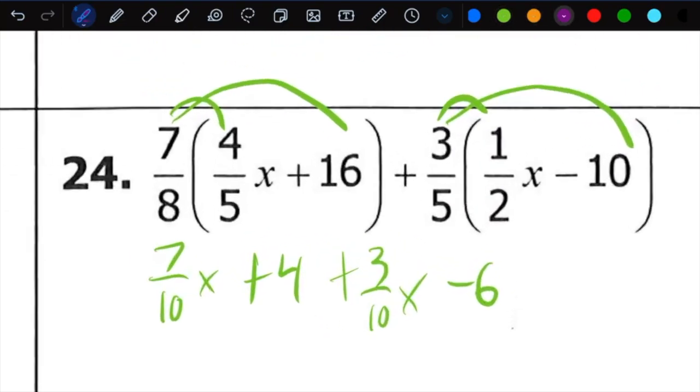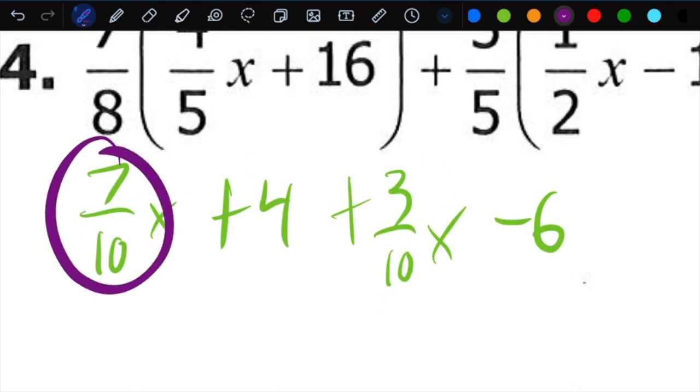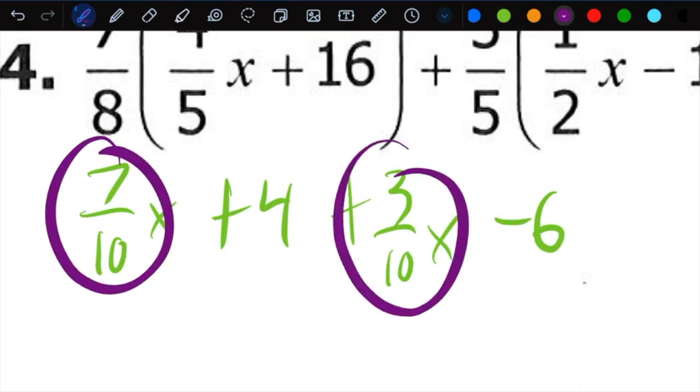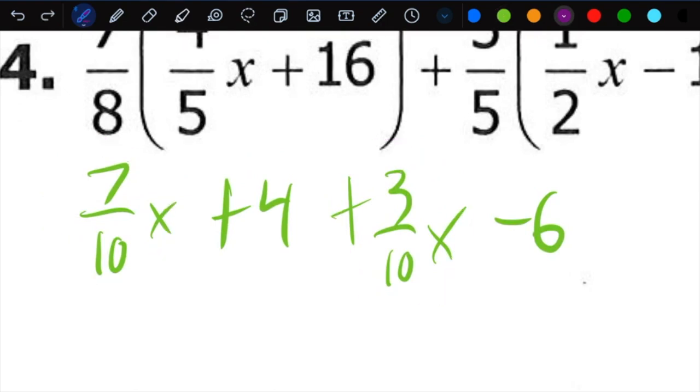Now, as we look to combine like terms, 7 over 10x and 3 over 10x, once again, thankfully have common denominators. So we add the numerators, 7 plus 3, and get 10 over 10x. We might notice that reduces, which we'll do in just a moment. 4 minus 6 gives us negative 2.